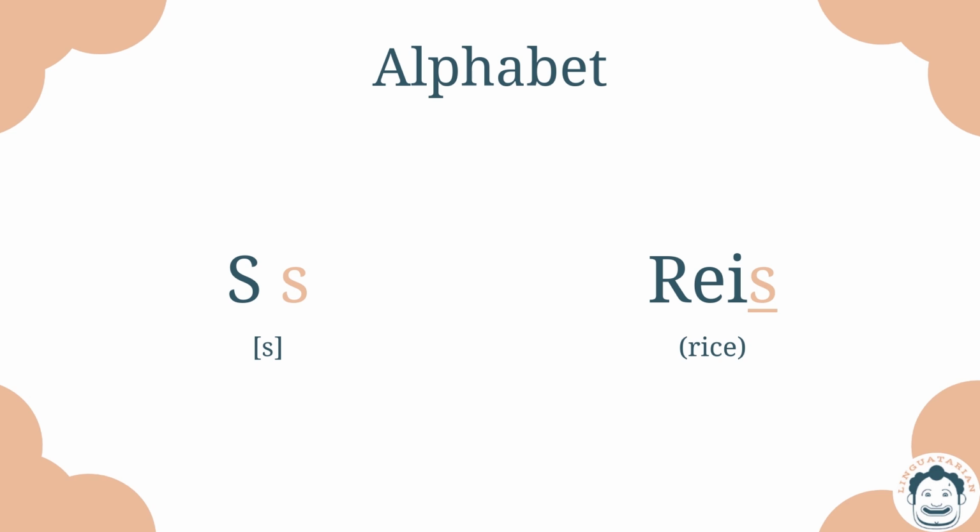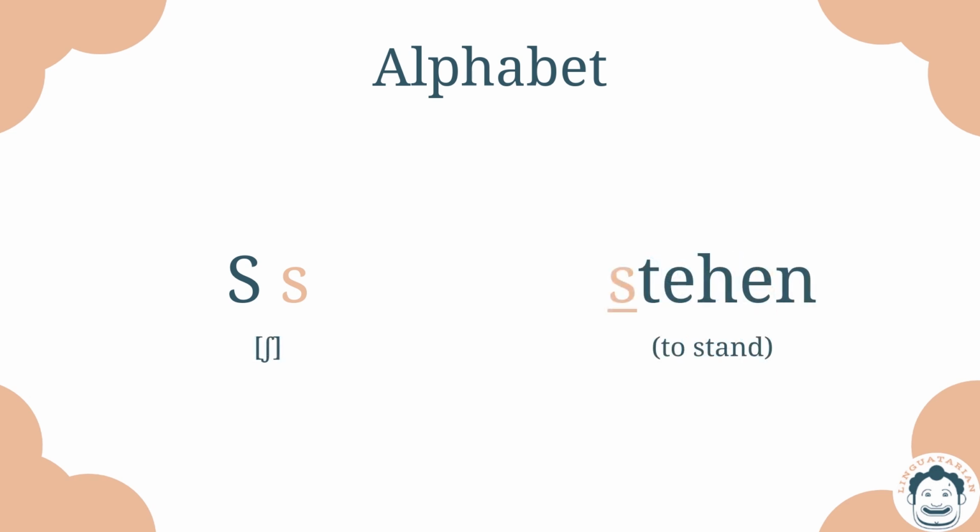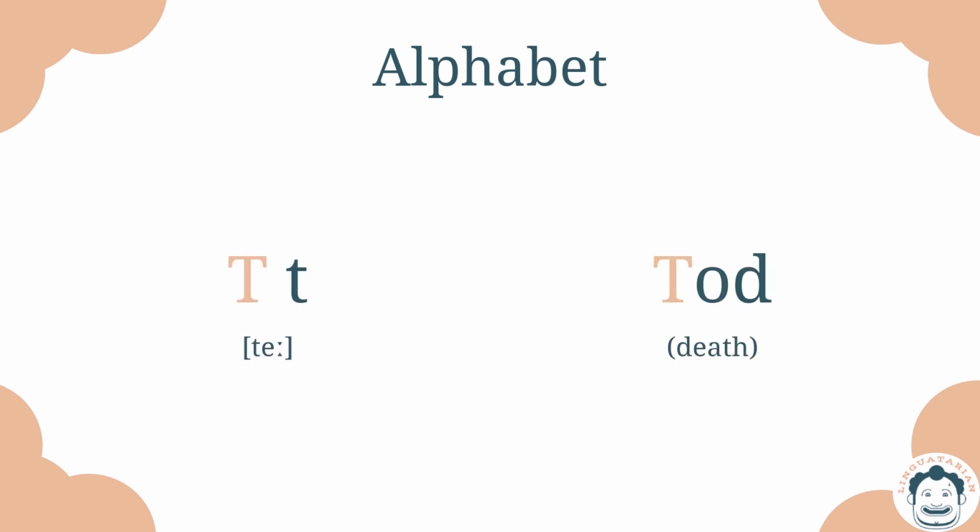The next pronunciation is S, so equivalent to English S, and the example word given here is Reis, meaning rice. The next pronunciation is the English SH sound, and the example word given here is stehen. Stehen, meaning to stand.